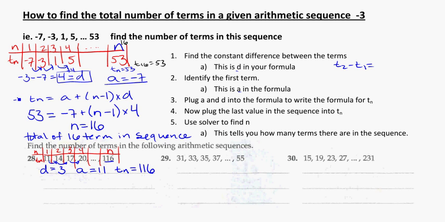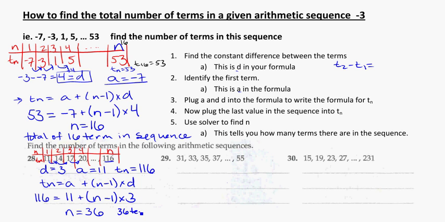So in my formula, using this one here, I'm going to write it in. You don't have to write out the formula, but I'm going to just so you can see it a bit clearer. T sub n in this case is 116, is equal to a, which is 11, plus n that I don't know, I'm trying to figure it out, minus 1, bracket, times d, which in this case was 3. And when you put this in the solver, we should get 36. So we know there's 36 terms total. So again, the 36th term would have a value of 116.